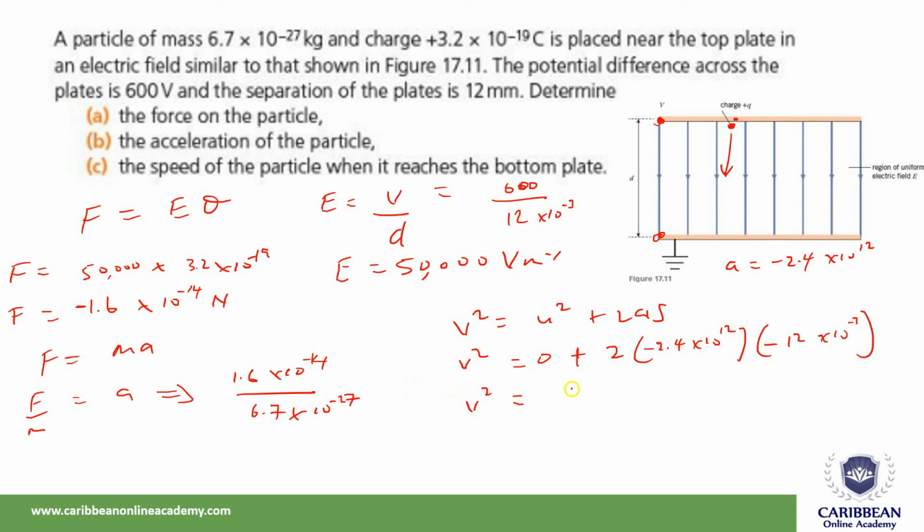V squared is equal to 5.76 times 10 to the 10, and just find the square root of this. So V would equal the square root of 5.76 times 10 to the 10. So if we square root the answer, we get that the velocity is going to be 2.4 times 10 to the 5th power meters per second. So that would have been the velocity at the end of the system. You understand? When it reaches the bottom plate. All right, so that completes that particular question.